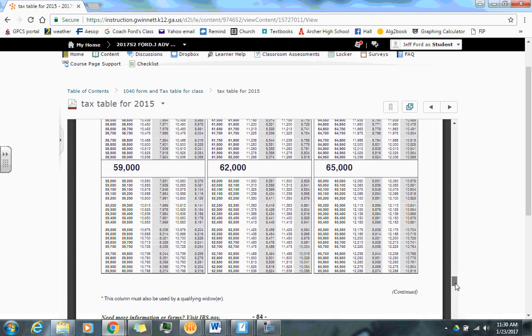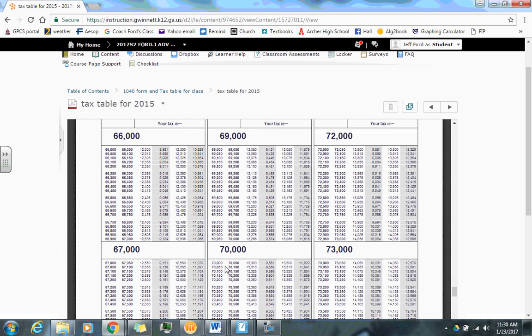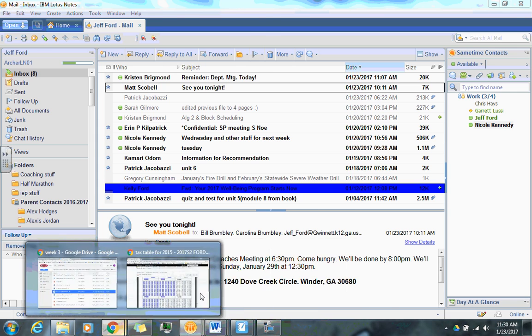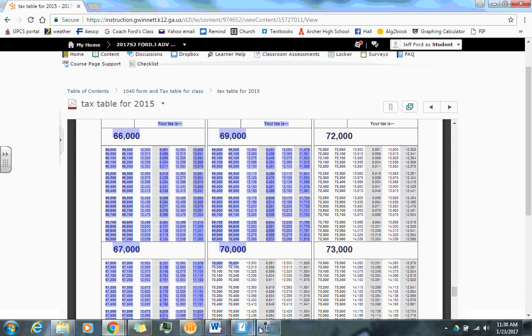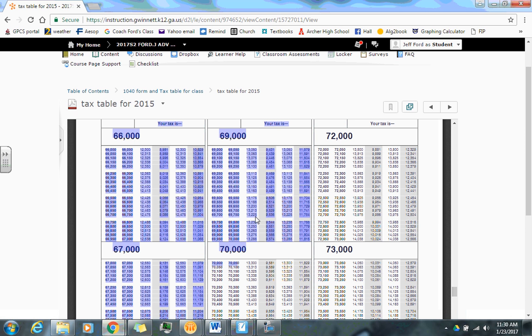So you're just going to scroll down until you hit that 70,000. Oh, there it is. So the way you read the table, 70,050, I think it's this very first line right here. I didn't mean to highlight it all. That's not it. Let's try this again. All right, so there I am, 70,050. Let me go back to my table here. I got too many windows open. 70,050. There it is. This very first number, 13,300.